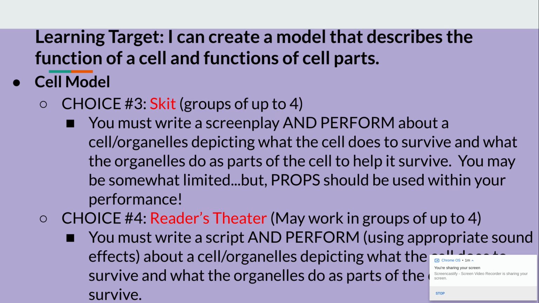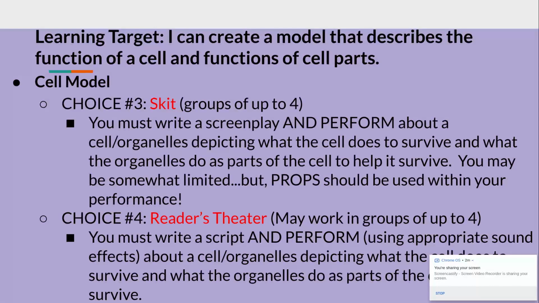Choice number 3 would be to create a skit, and you can do this in groups of up to 4 people. So you must write your script and perform it. And again, it should be about a cell and the organelles, depicting what the cell does to survive and what the organelles do as parts of the cell to help it survive. You might be limited on props, but you should use props within your performance.